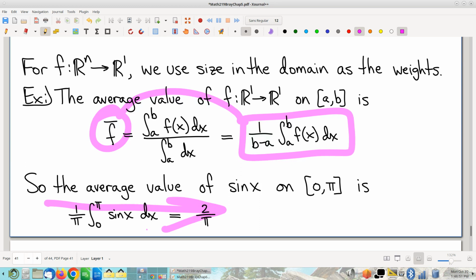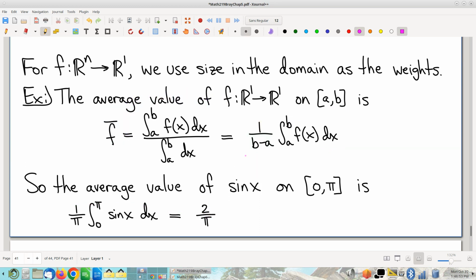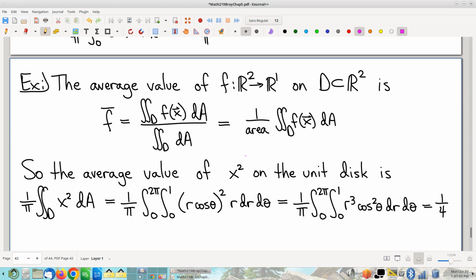Okay. Now, analogously, thinking about how we adapted the idea of a weighted average to this continuum of values, if you have a function of two variables, then size in the domain is now area instead of width. But same basic idea. What we have here is a weighted average. Again, integrals are summations. This is pretty much a straight-up rip-off of the idea of the weighted average. Again, using size as our weights.